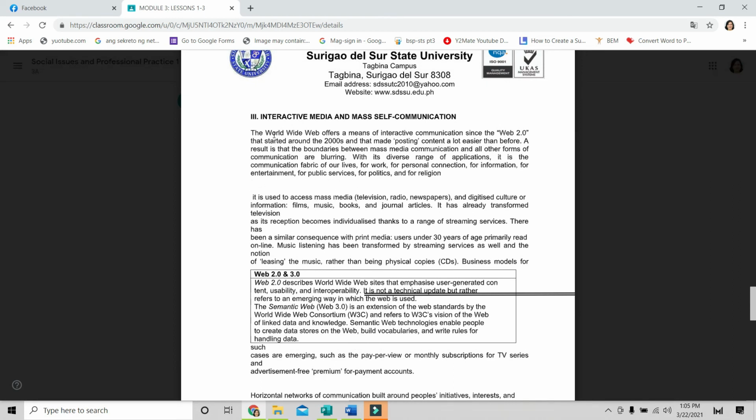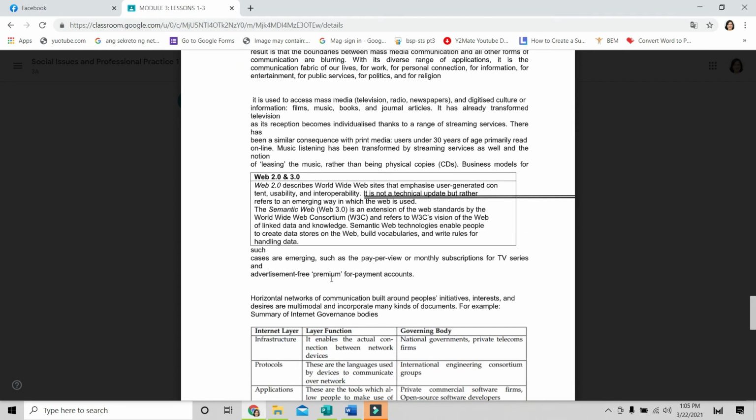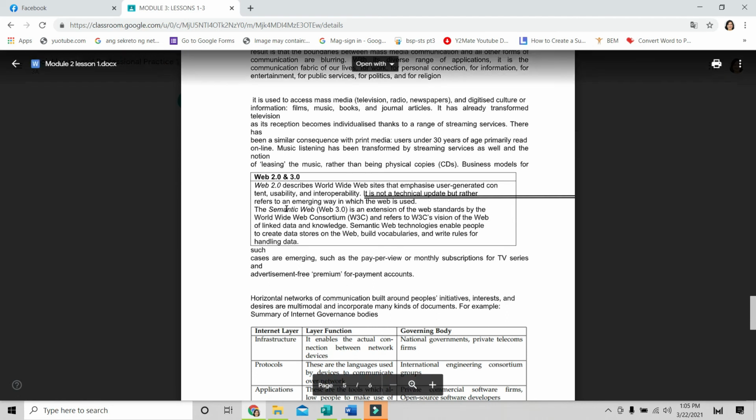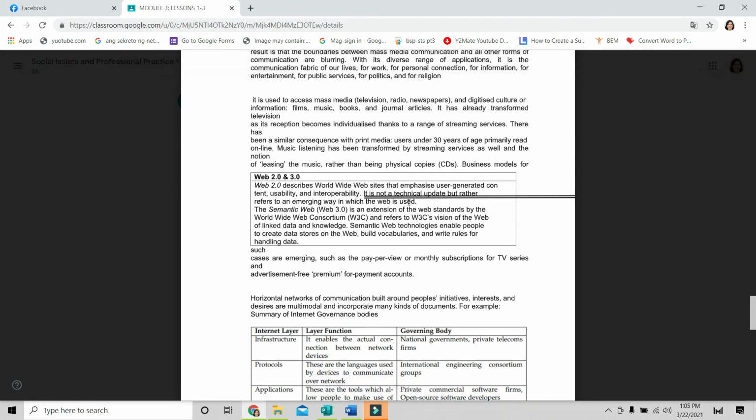So when you say interactive media, these are most especially talking about the World Wide Web and how it offers interactive communications. So we have the Web 2.0 and then the 3.0. When you say 2.0, it describes the World Wide Web's websites that emphasize user-generated content, usability and interoperability. It is not a technical update, but rather refers to the emerging way in which the web is used. This is more on everybody can use it. Everybody can give content, everybody can share content. Whereas the Web 3.0 is an extension of the web standard by the World Wide Web Consortium and refers to the W3C vision of the web of link and acknowledgement.